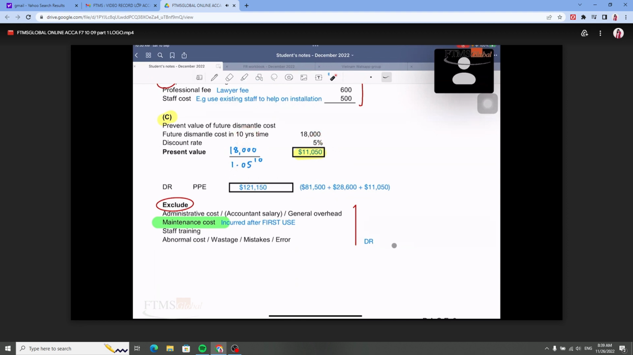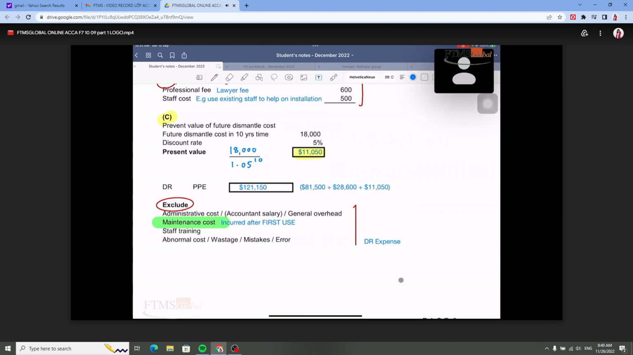So all these, you should debit to expense. You cannot debit to PPE. Remember, all these you should exclude, then obviously you can't ignore them. You need to debit to expense.